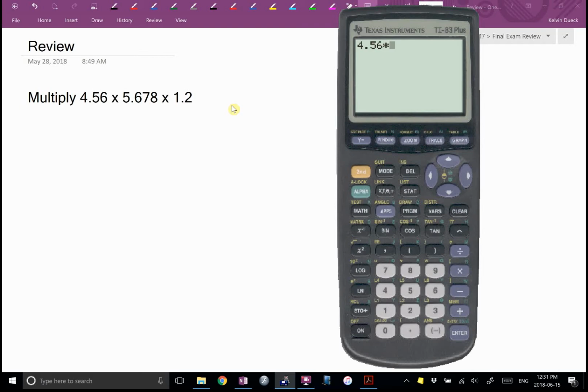4.56 times 5.678 times 1.2. Do you all get a 30, a 1, and that there? Now, how do I round off? What are the rules for sig figs for multiplying or dividing? What do you do?